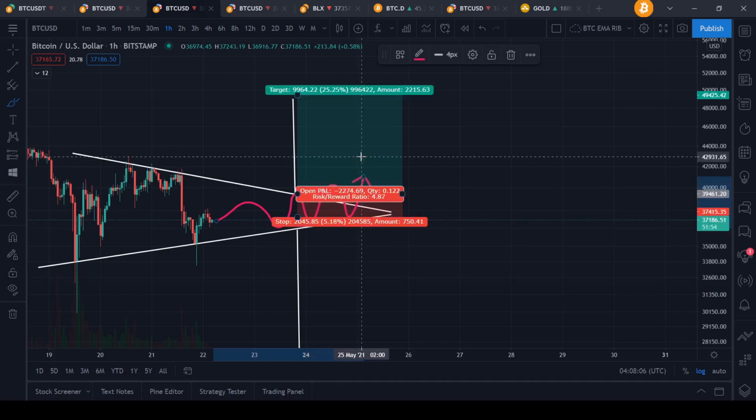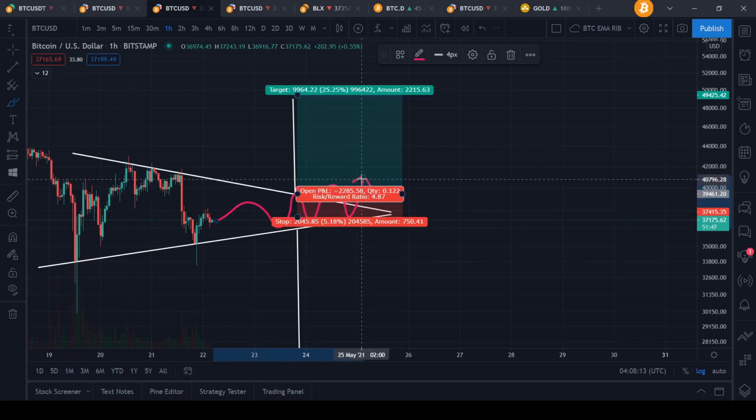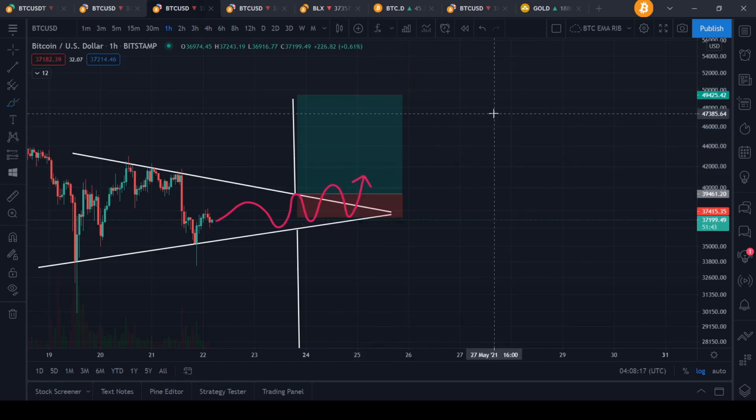Sometimes there are these wicks. They're just big wicks to stop people out, and then it'll keep going on to the upside. This happens in crypto. It's not uncommon. It's a very volatile market.